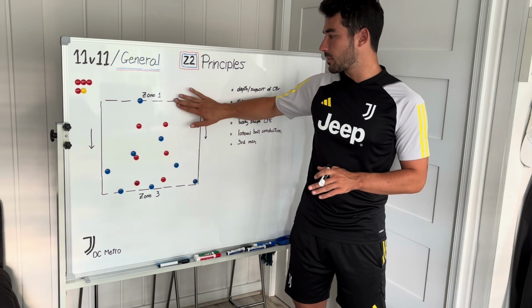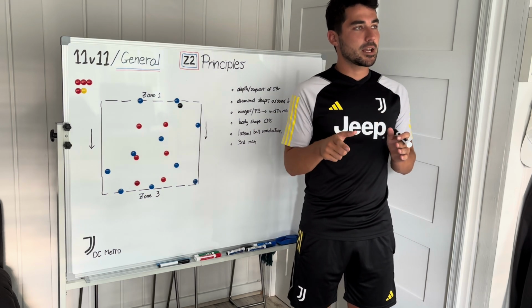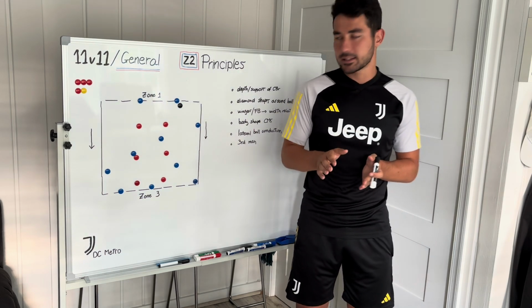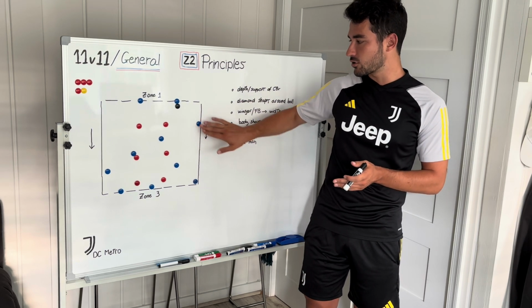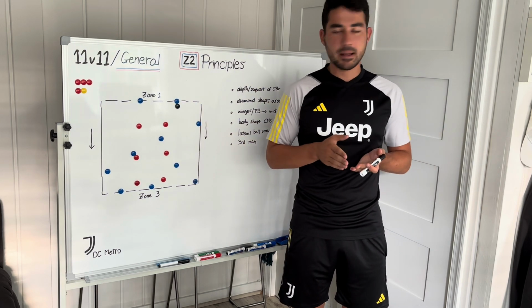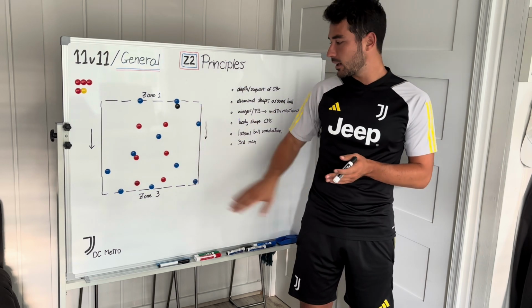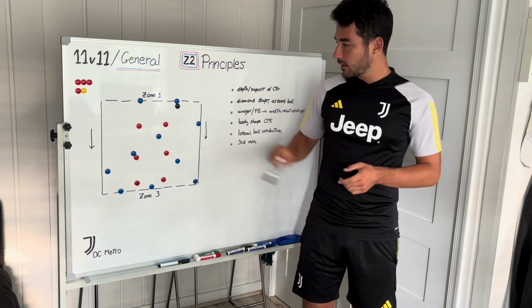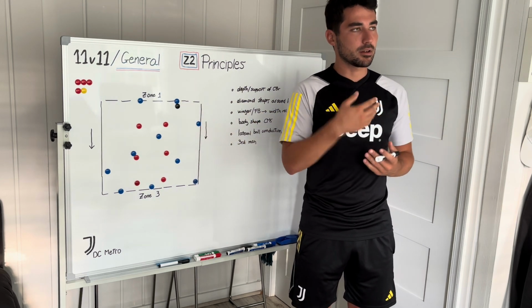Again, ball to our center back here in our scenario. Now let's take a look at the diamond shapes around the ball that we want to create. The center back has the ball. We see our fullback dropping, giving a diagonal passing angle. We see our center mid giving a diagonal passing angle as well. And then we see the number 10. This is a diamond shape that we are creating around the ball.